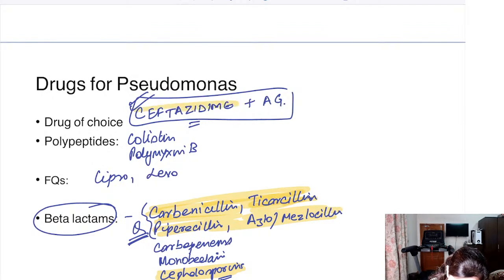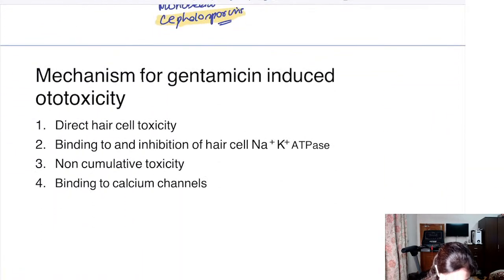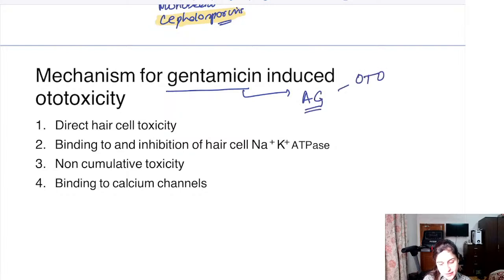And then you have to know this one. Very very important, you know, drug of choice. So ये आपके pseudomonal. So MRSA, VRSA, VRE, anti-pseudomonal, all of them are important here. ठीक है जी? So just this one, gentamicin, mechanism of gentamicin induced ototoxicity. What is the mechanism of gentamicin induced ototoxicity? So gentamicin, we know it's an aminoglycoside, ठीक है ना? It is ototoxic, it is nephrotoxic, it is neurotoxic.